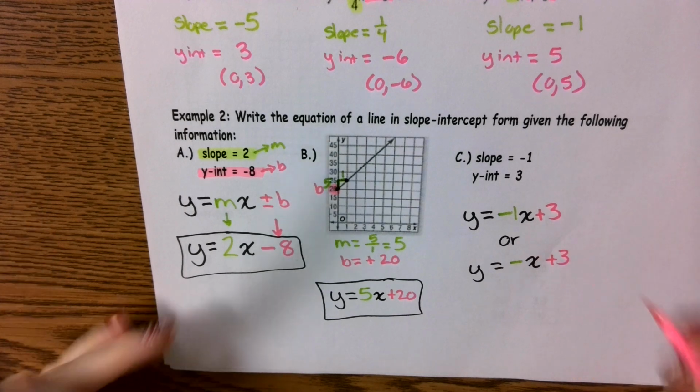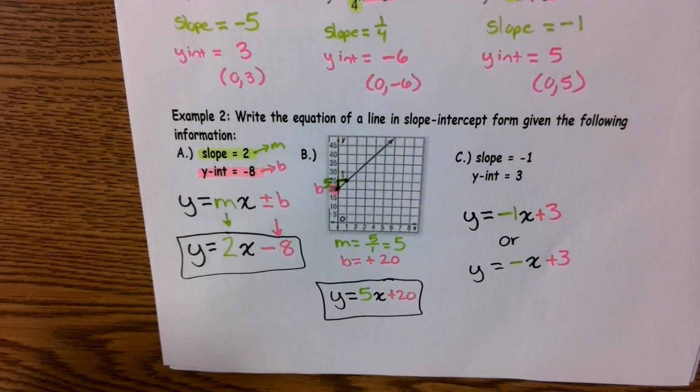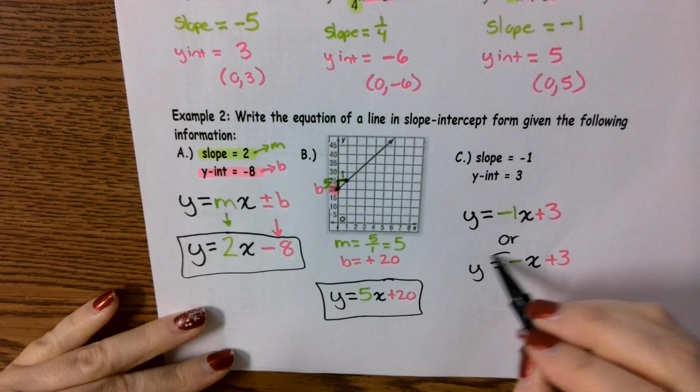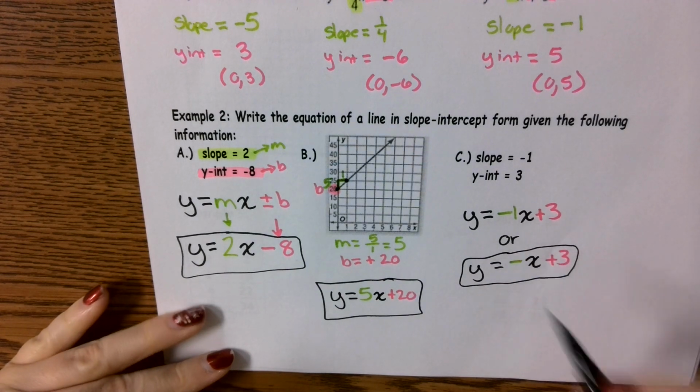Okay, that 1, remember that invisible math. You don't have to write the 1 for a coefficient. If it's a positive 1, you don't have to write it. If it's a negative 1, you just have to write the negative and not the 1. Okay, this is the more common form that you're going to see it written in.